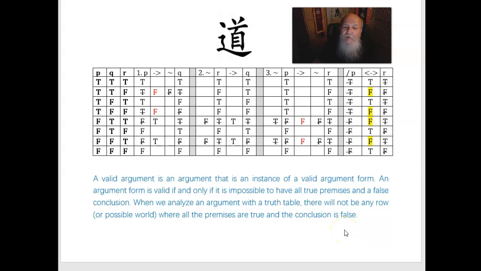Okay. A valid argument is an argument that's an instance of a valid argument form. An argument form is valid if and only if it's impossible to have all true premises and a false conclusion. When we analyze an argument with a truth table, there will not be any row or possible world where all the premises are true and the conclusion is false. So that's truth tables and validity.